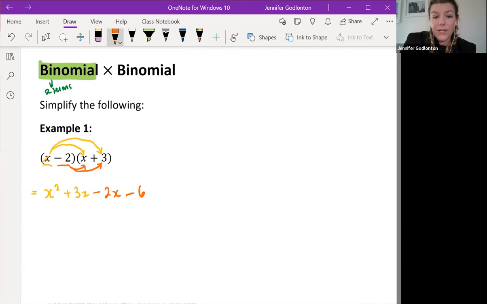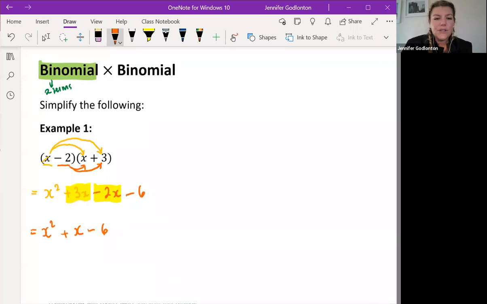Now, when we get to this point, all we have to do is find our like terms. So here I've got the 3x and I've got the -2x. And so my final answer is going to be x squared, 3x minus 2x. 3 minus 2 is 1, so we can just write x. You could write 1x if you wanted to. And then you're going to have -6. And that's all we have to do.